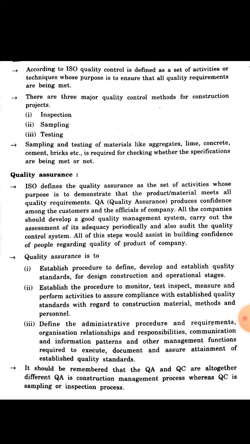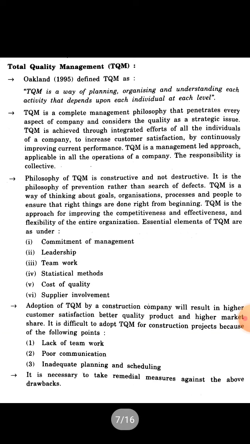Here it should be remembered that quality assurance and quality control are altogether different. Quality assurance is a construction management process, whereas quality control is a sampling or inspection process. So QA and QC are both different. QA, quality assurance, is one type of management process, and QC, quality control, is one type of sampling or inspection process.